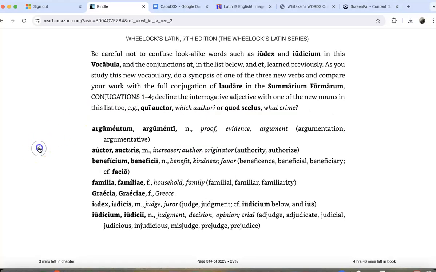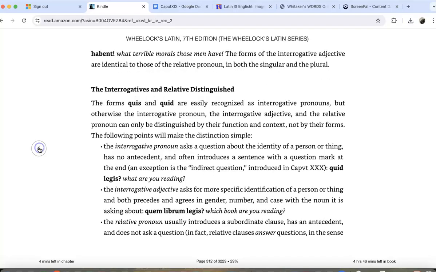Earlier in the chapter, we talk about interrogative pronouns distinguished from relative pronouns. Basically, in short, an interrogative pronoun or adjective functions to ask a question, so it's pretty easy to recognize because it has a question mark at the end, whereas the relative pronoun functions as an adjective clause and gives further information about the antecedent, some noun or object or thing in the main clause.